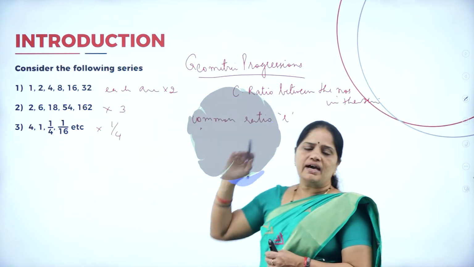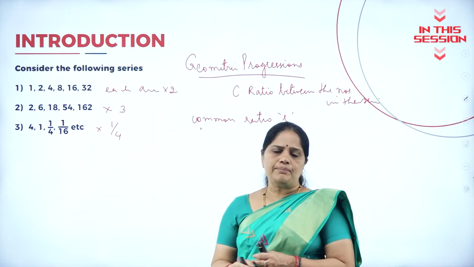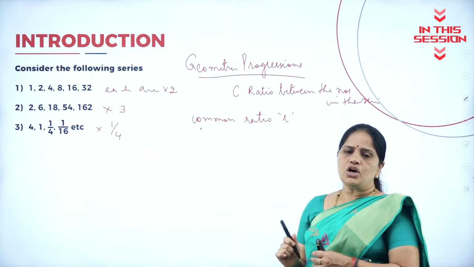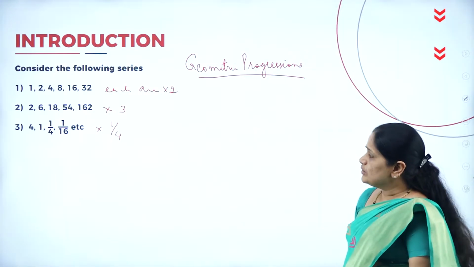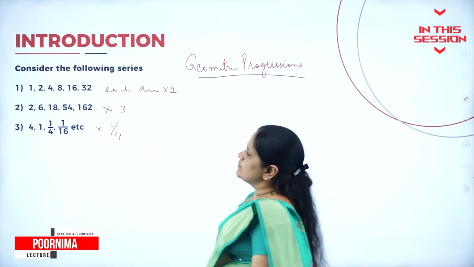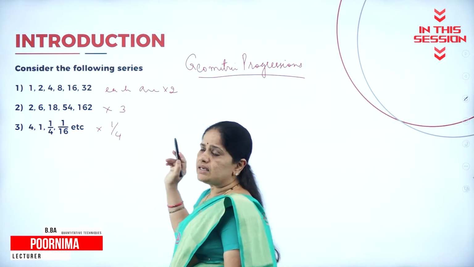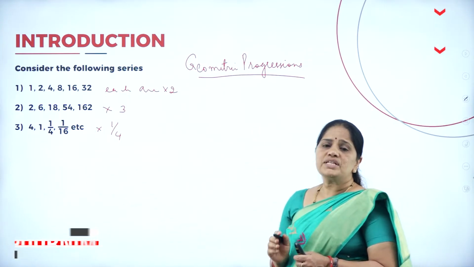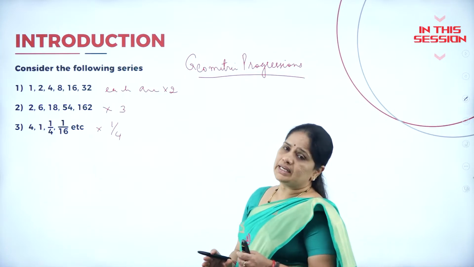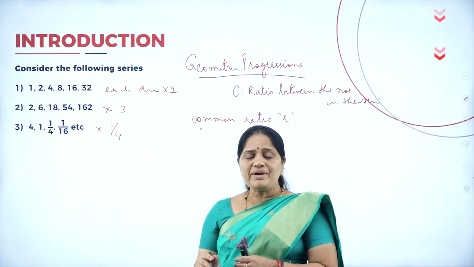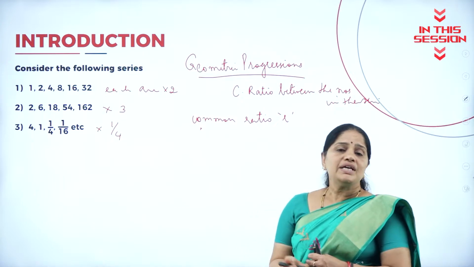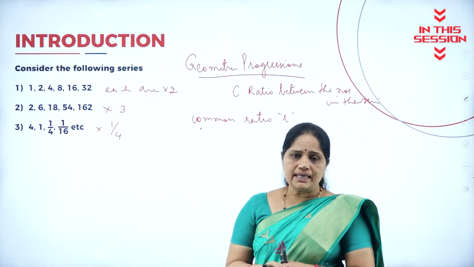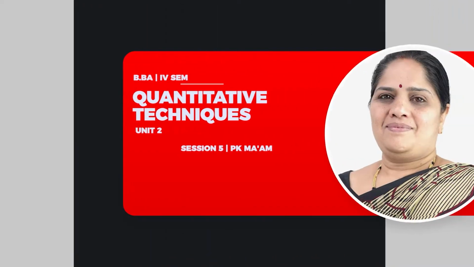So whenever we have a common ratio between the numbers, we call it a geometric progression. So when you multiply each of these terms, we get the next term. So we have these series of terms which have a common ratio. When there is a common difference between numbers, we call it an arithmetic progression.